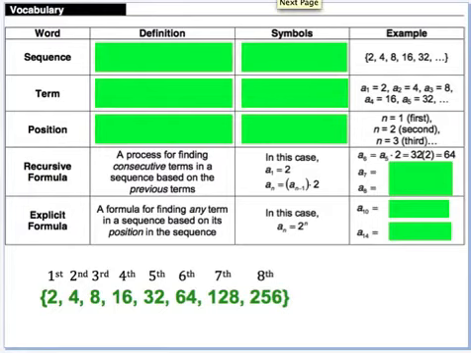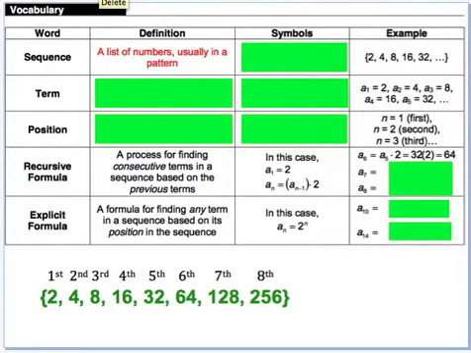All right, I think this is one of the last things we want to go over: different definitions, terms and vocabulary words. So a sequence is just a list of numbers, usually in a pattern. Okay, so 2, 4, 6, 8, that's a sequence of numbers. The symbolism that you're going to use for that are brackets or commas.